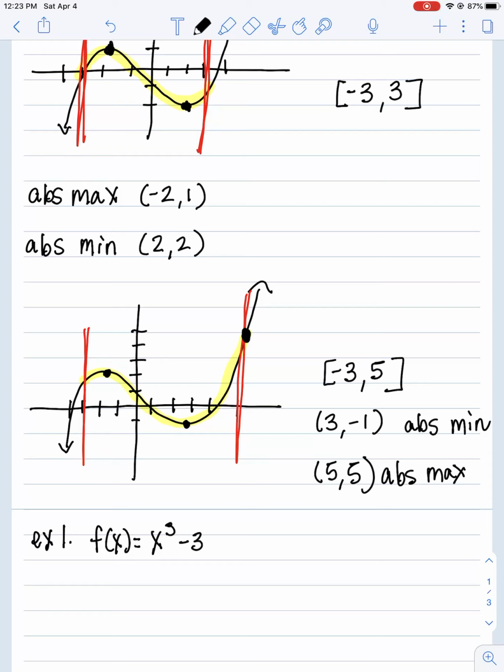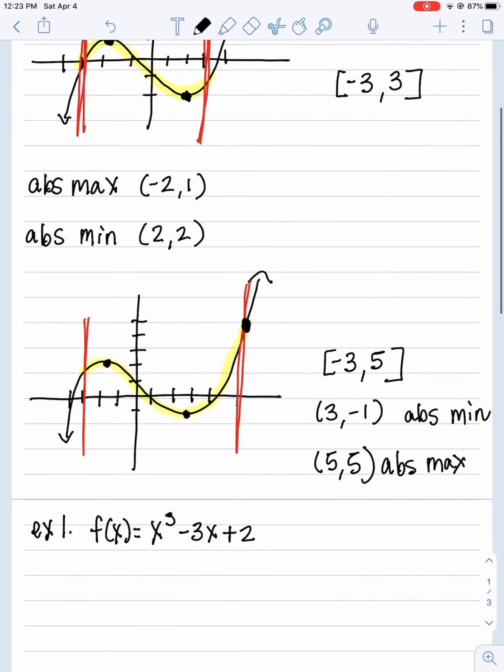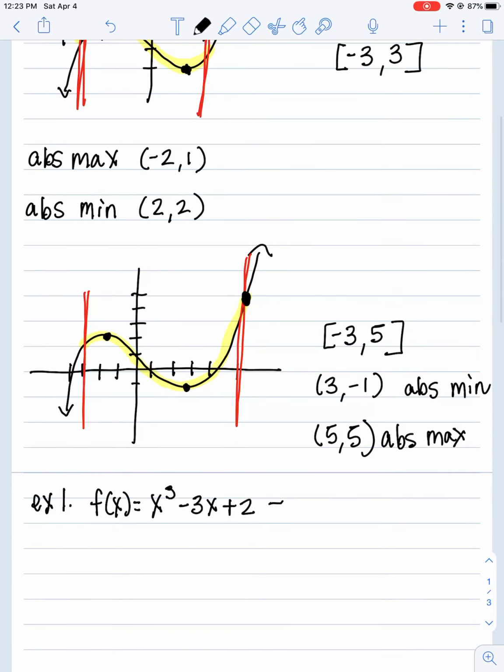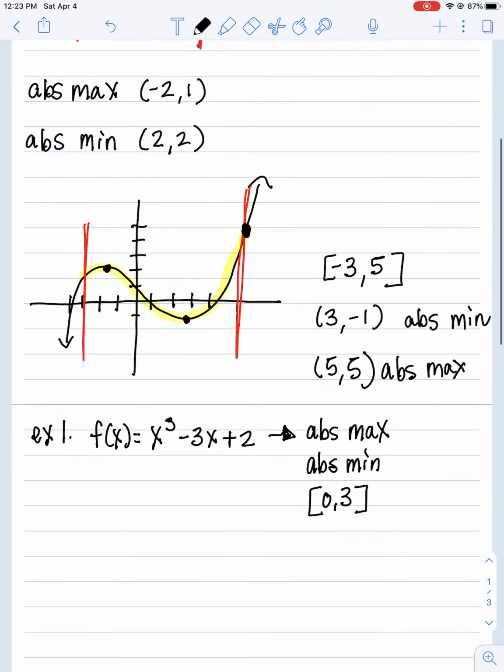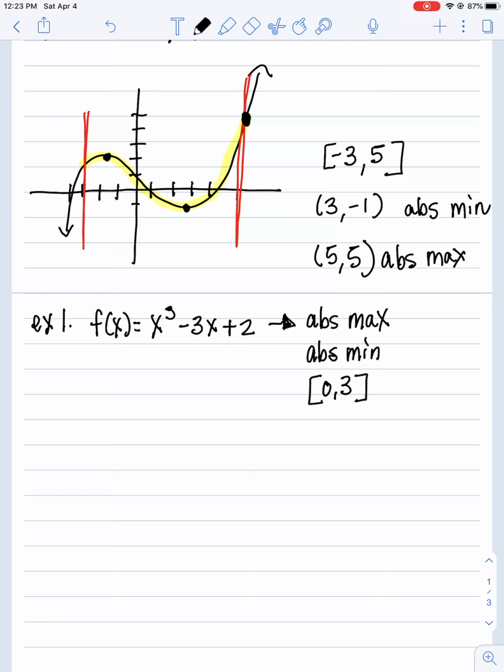So we have f of x equals x cubed minus 3x squared, minus 3x plus 2. Okay, and I want you to find the absolute max. And I want you to find the absolute min. And I only want you to look at the interval from 0 to 3. Okay, so we're only looking at the interval from 0 to 3. That's my closed interval. So again, maxes and mins can happen at critical values.